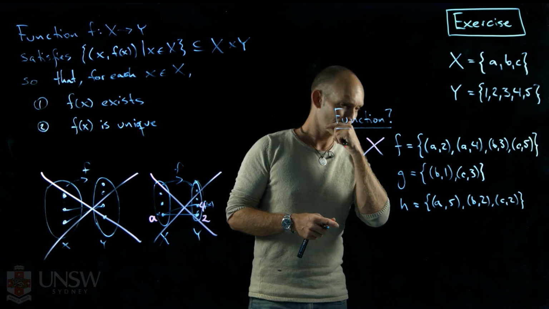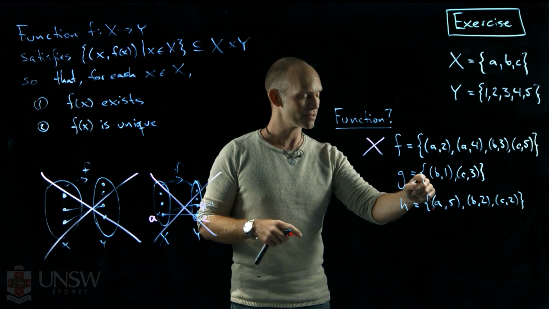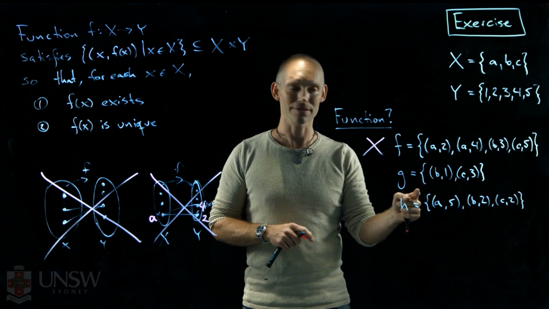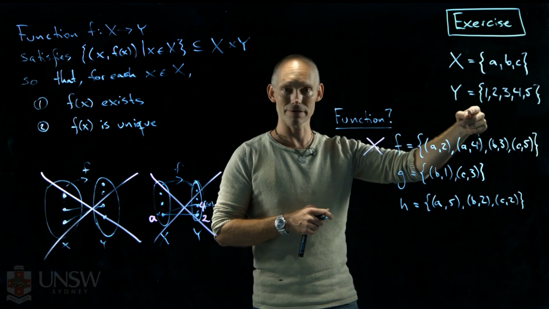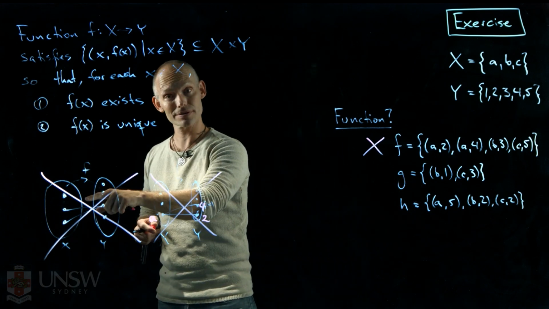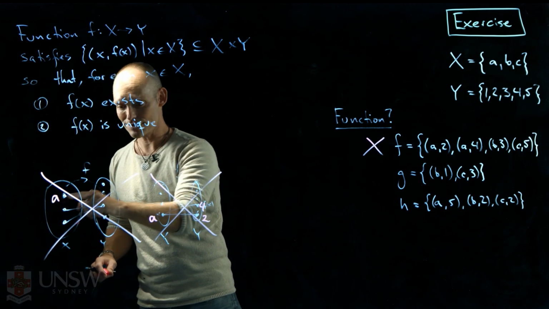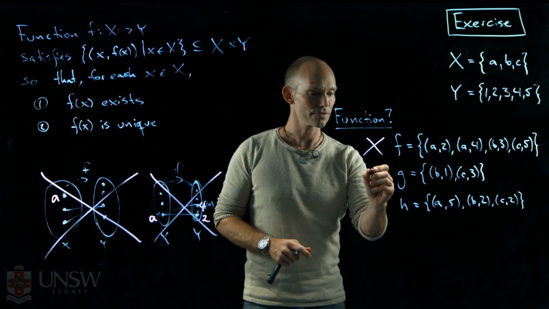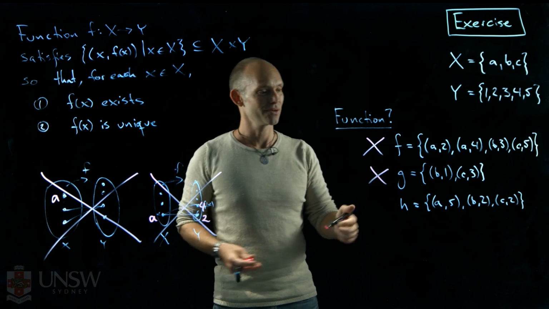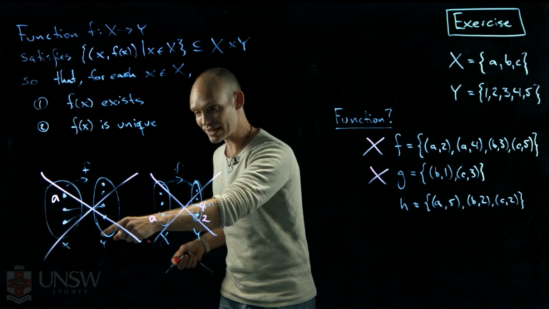Looking at g, well, there aren't a lot of ordered tuples here. In fact, there are none containing a. So a isn't getting a mark, so to speak. A isn't given a function value, so that can't be a function. We've got this situation occurring where a isn't given a function value. So this is not a function either. So we've had an example of this happening and now an example of that happening.